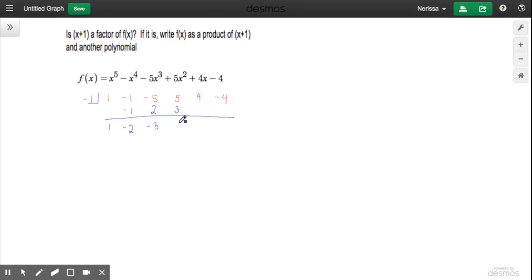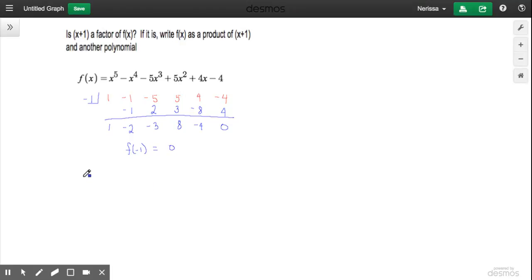5 plus 3 gives us 8. 8 times negative 1 is negative 8. 4 minus 8 is negative 4. Negative 4 times negative 1 is positive 4. And in the end, we have a 0. So what does this tell us? This tells us that f of negative 1 is equal to 0.